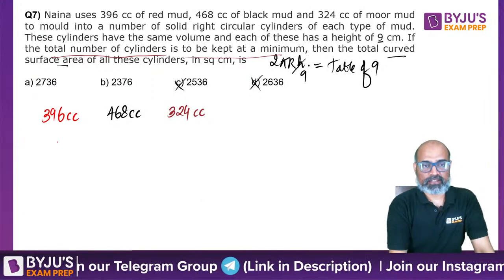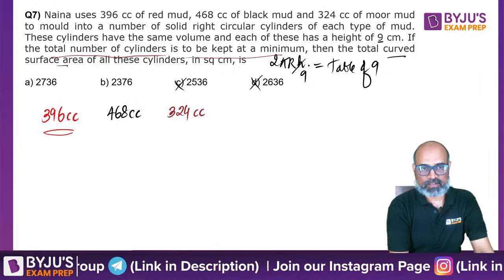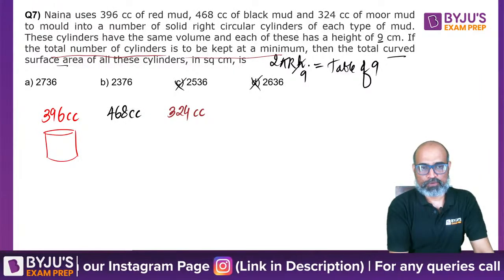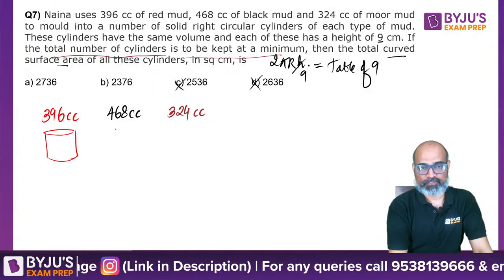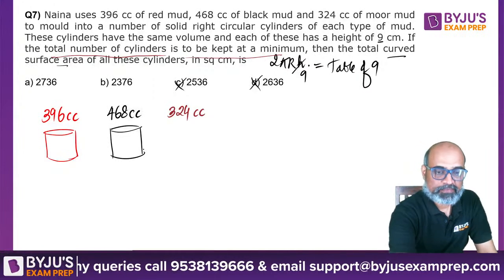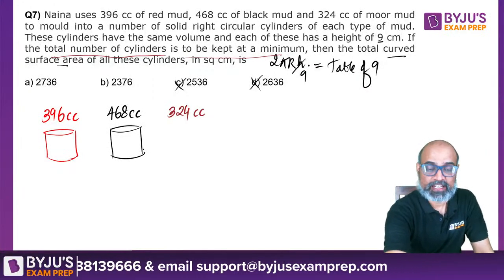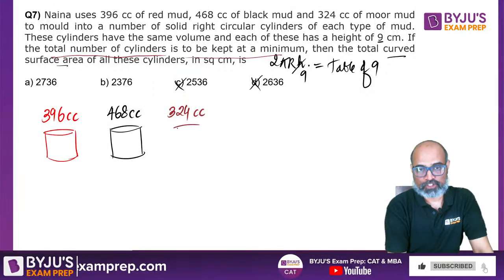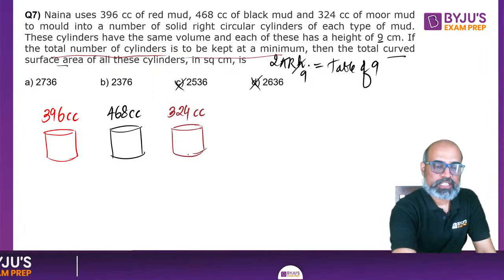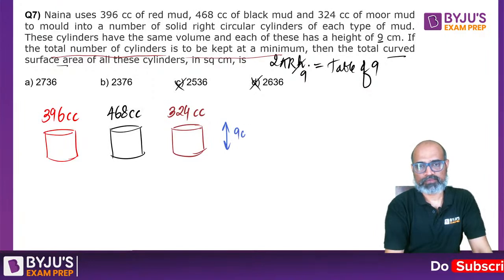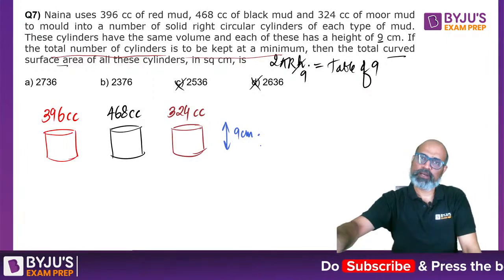Since the same volume is supposed to be in each, we need to have each of these cylinders with the same height and same radius, because height is given as 9, that has been fixed. So that means the radius should also be fixed. So how much shall we give each? Height is 9 throughout. So let's forget about that 9.